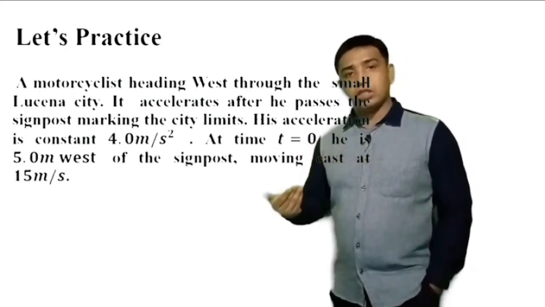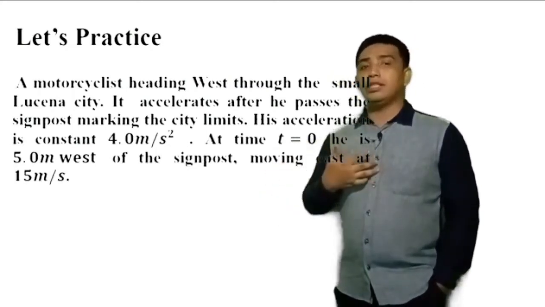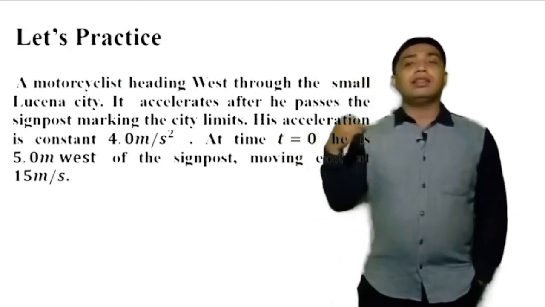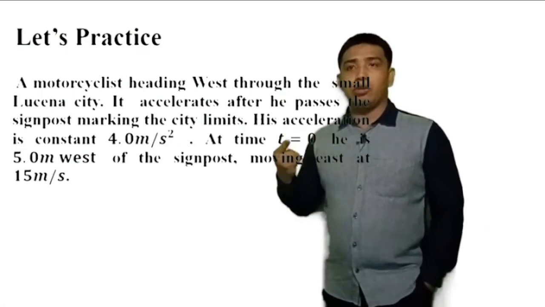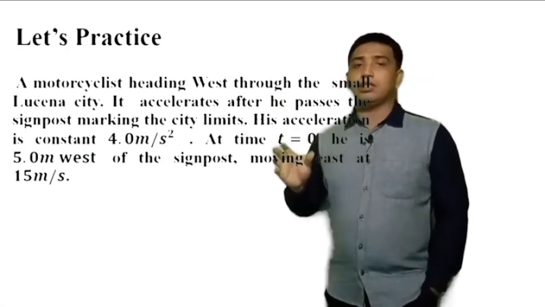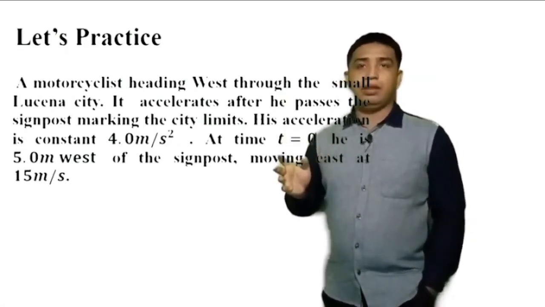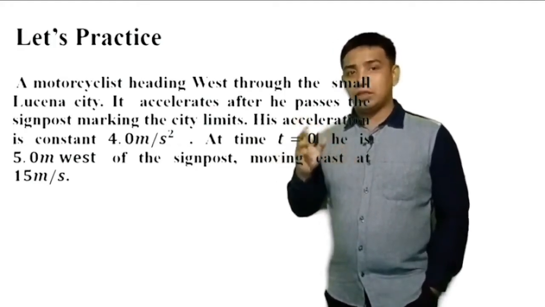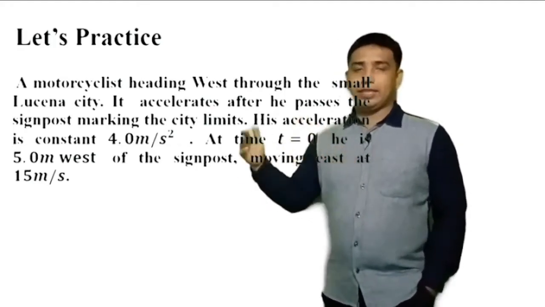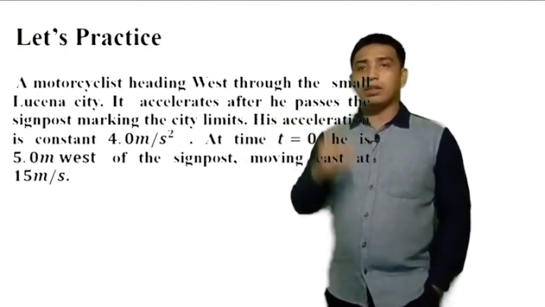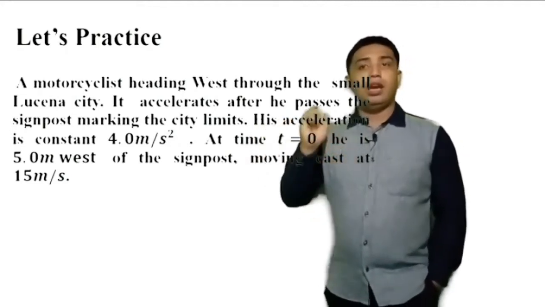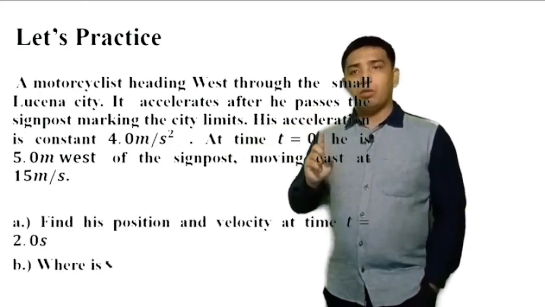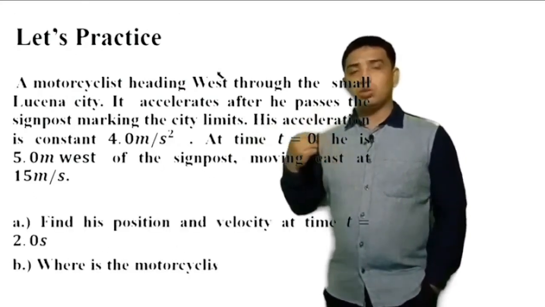His acceleration is constant and is said to be 4.0 meters per second squared. At time t equals 0, he is 5 meters away from the signpost. And now he's moving 15 meters per second to the west. So our task is to find the position and velocity of the motorcyclist at time t equal to 2 seconds.